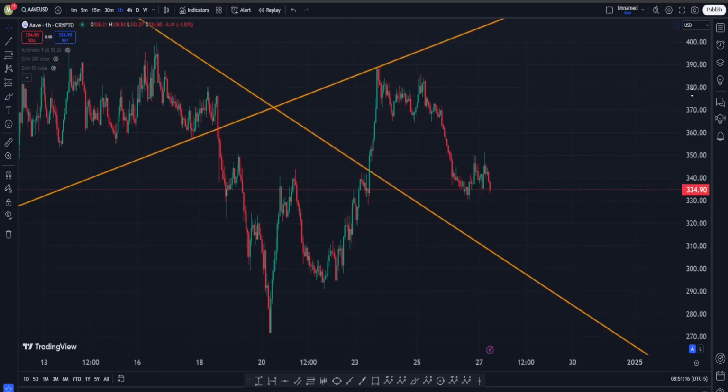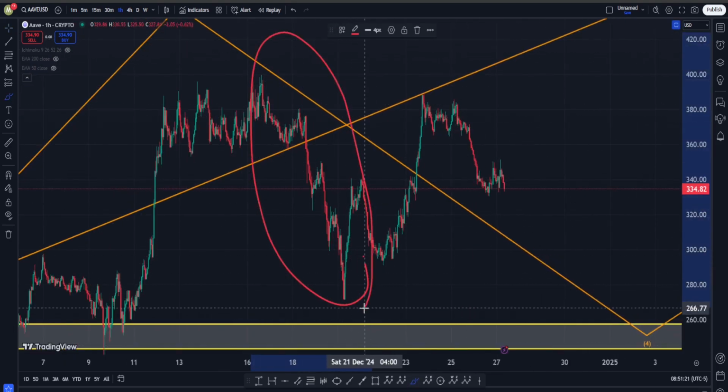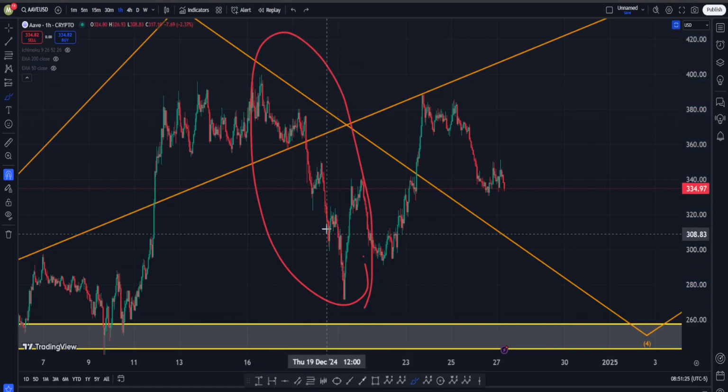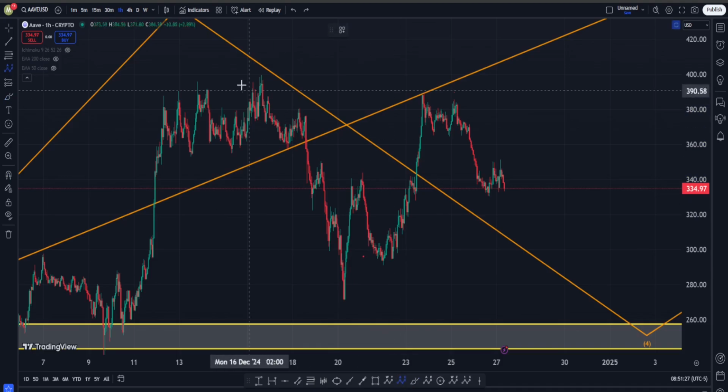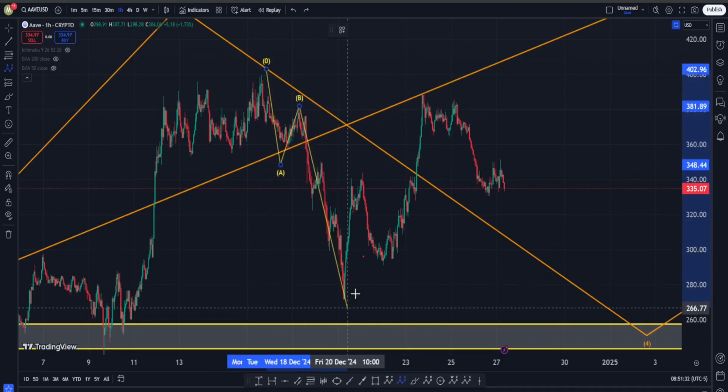Let's just dive in and see what is happening. So in AAVE, this move down right in here is actually quite strong. Now, if you want to say this is a correction, you can actually find a pattern for it, and it's going to be an A, B, C zigzag. Let's just do this. There we go.